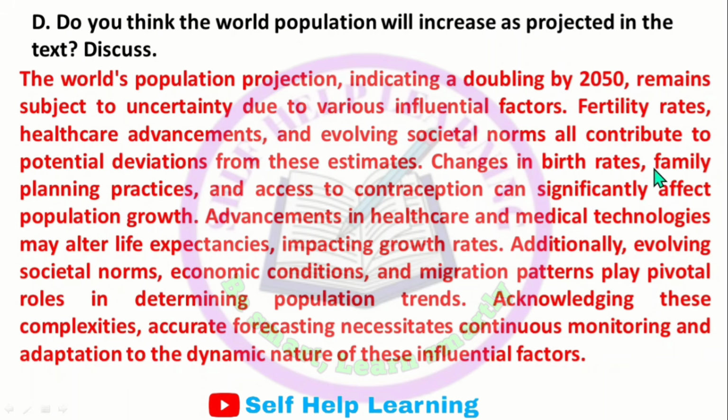Changes in birth rates, family planning practices, and access to contraception can significantly affect population growth. Advancement in healthcare and medical technologies may alter life expectancies, impacting growth rate. Additionally, evolving societal norms, economic conditions, and migration patterns play pivotal roles in determining population trends. Acknowledging these complexities, accurate forecasting necessitates continuous monitoring and adaptation to the dynamic nature of these influential factors.